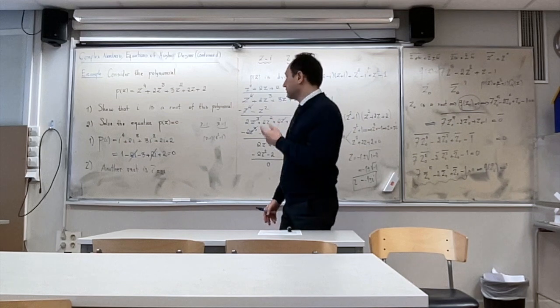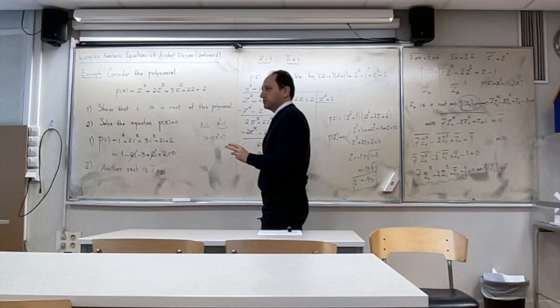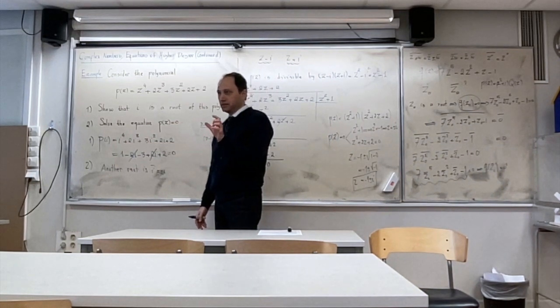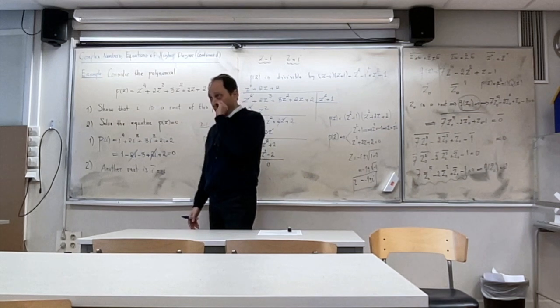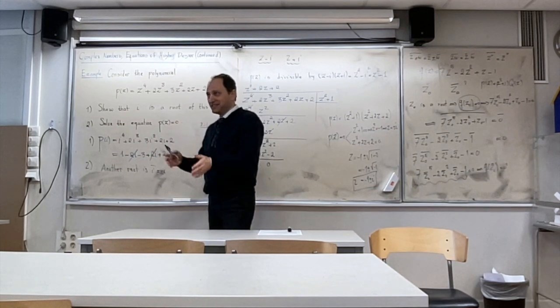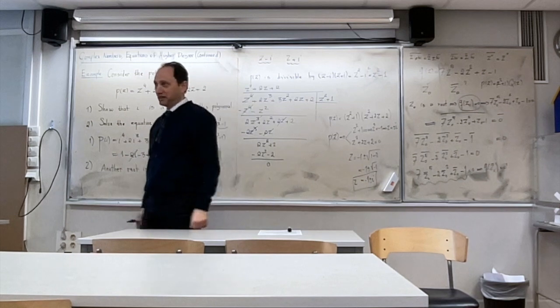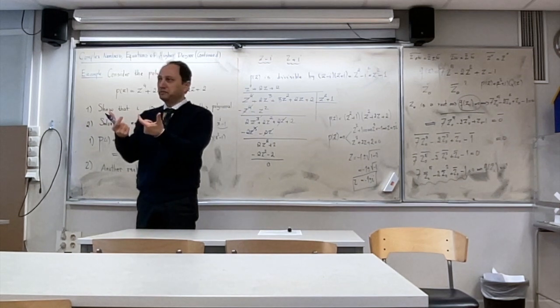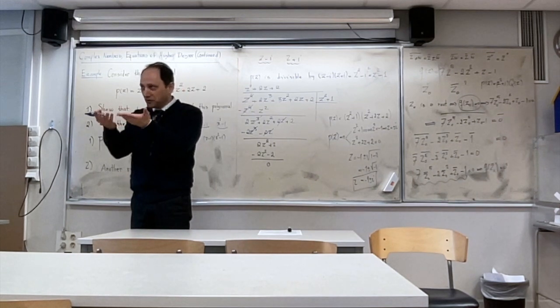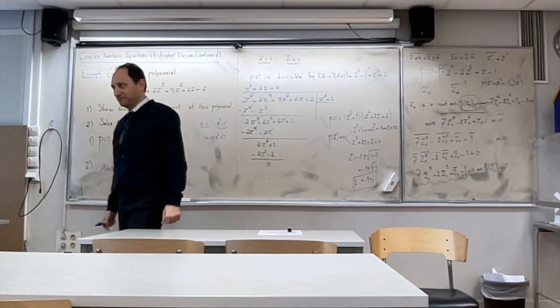Okay. Yes, because if I know that i is a root and minus i is a root, then definitely z minus i will be in my factors. z plus i will also be in my factors. And when both of them appear, it means that the product is there. Yes, you are right. Okay.